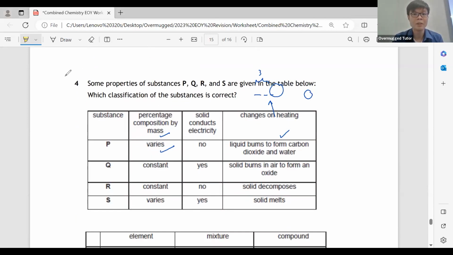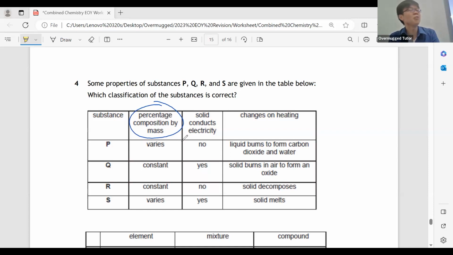Okay, and next, this is the information one. I have some substances P, Q, R, S. Which classification of the substances is correct? Percentage composition by mass, if it varies, that's a hint that it's a mixture. You can mix in any proportion. But for compounds like water, the proportion is fixed. You need 2 hydrogen and 1 oxygen to make water. Elements are also fixed. But all we know is P and S are mixtures.